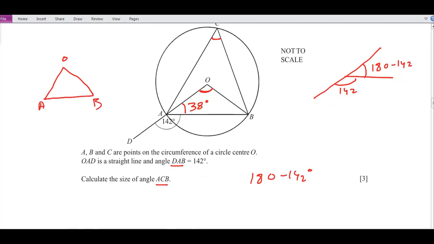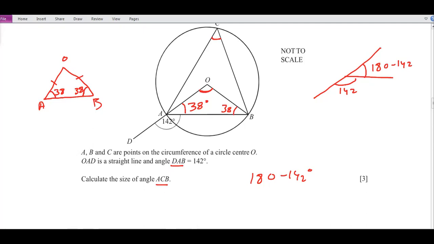What is OA? OA is radius, because from the center to this point, this is radius. OB is radius. It means both these are equal, because radii of the circle are always equal. OA is a radius, OB is a radius. So the triangle is an isosceles triangle, and in an isosceles triangle, the base angles are equal. So if this is 38, this will also be 38. It means this angle is also 38.